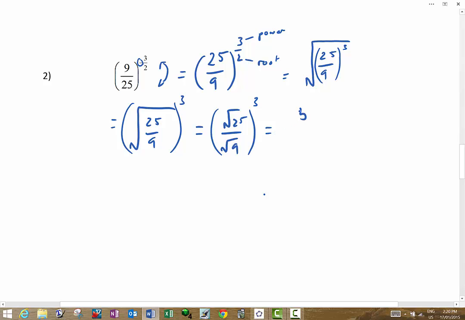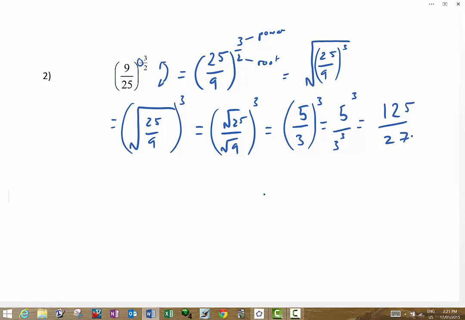The square root of 25 is 5, the square root of 9 is 3, so we're going to cube that, and that is the same as 5 cubed divided by 3 cubed, which is 125 over 27.